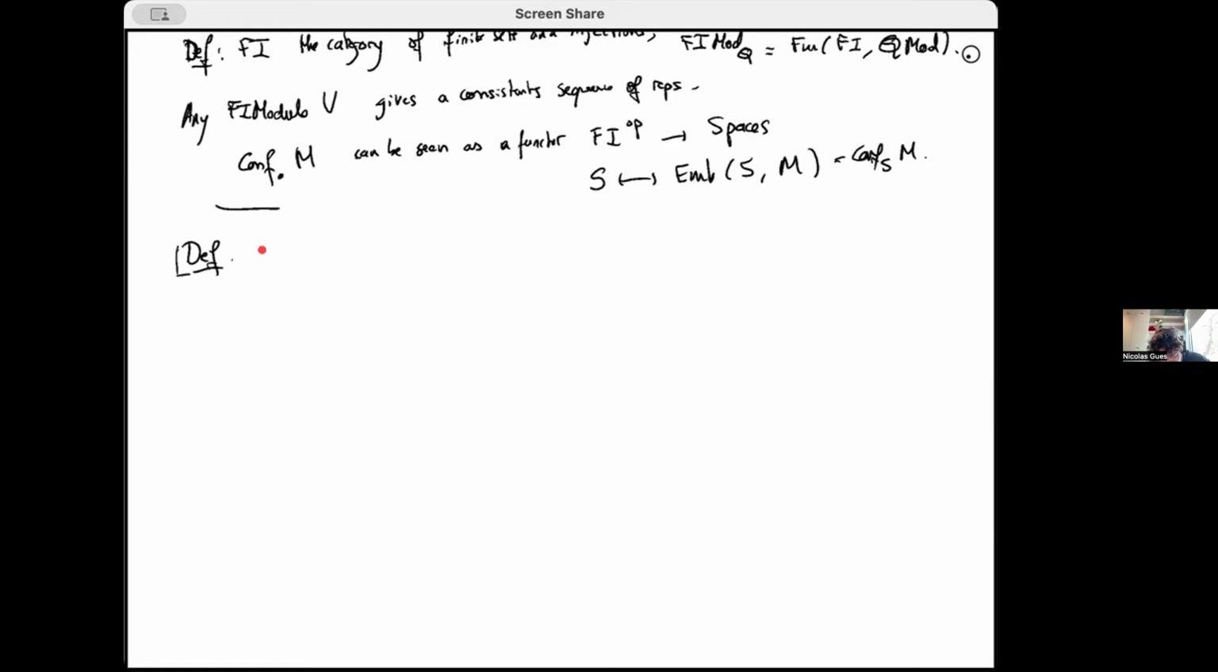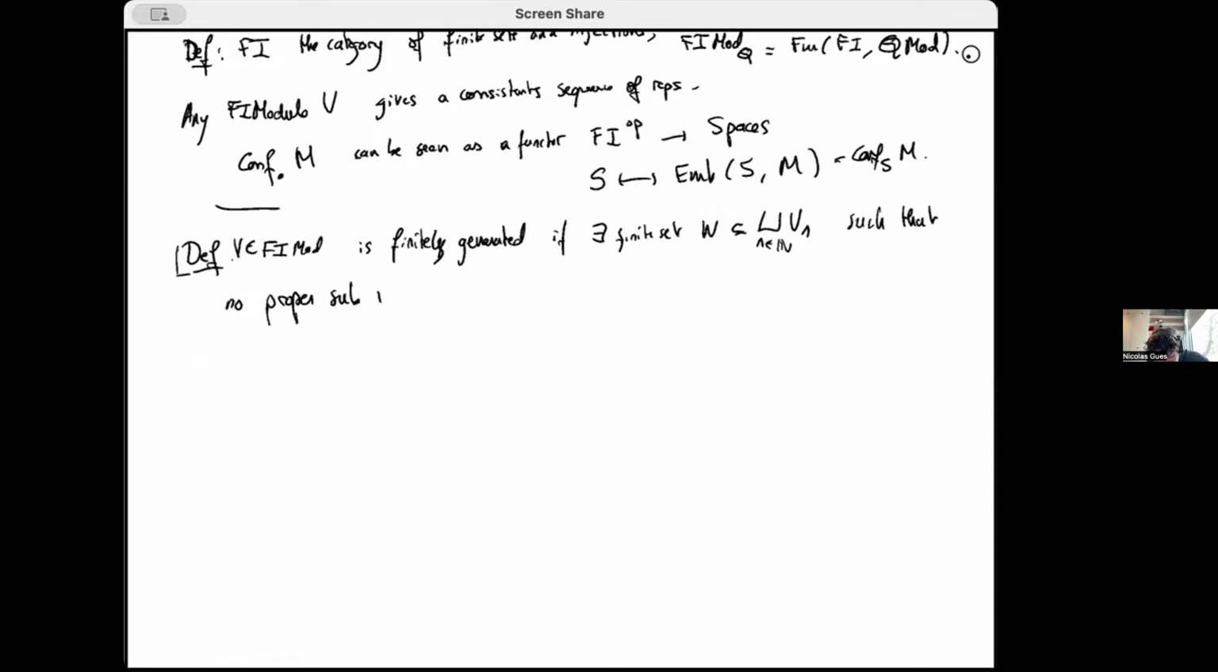So I say that an FI module V is said to be finitely generated if there exists a finite set W inside all the V_n's such that no proper sub FI module of V contains W. So roughly this says that every point in V is generated by W.